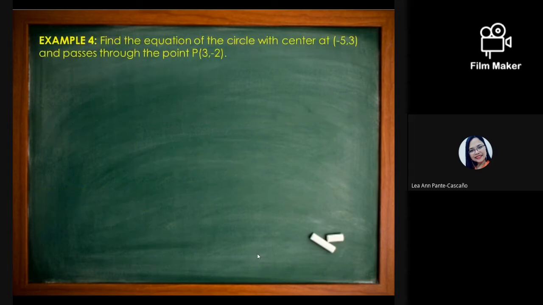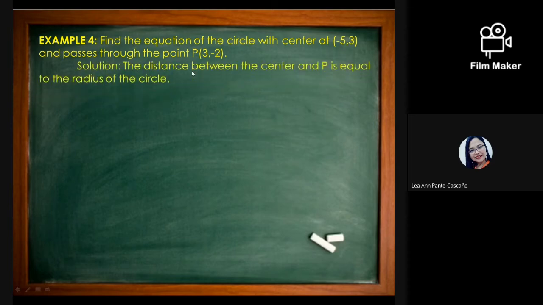Example number 4. Find the equation of a circle with a center of (negative 5, 3) and passes through the point (3, negative 2). So for this one, we don't have a radius. But we can get the radius because we can get the distance from the center to the point P. Because our center is (negative 5, 3), and it passes through the point (3, negative 2). So we can find the distance from center to point P.